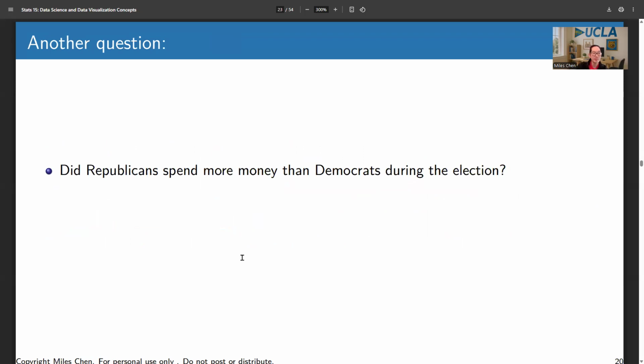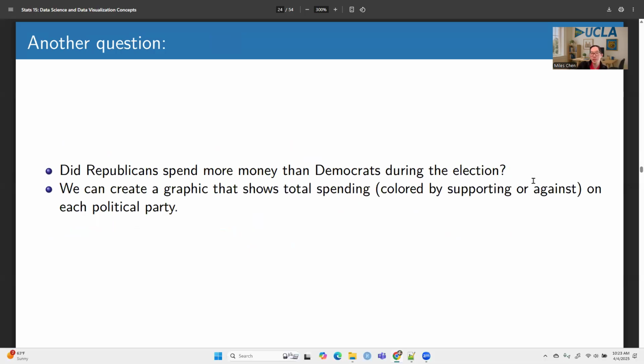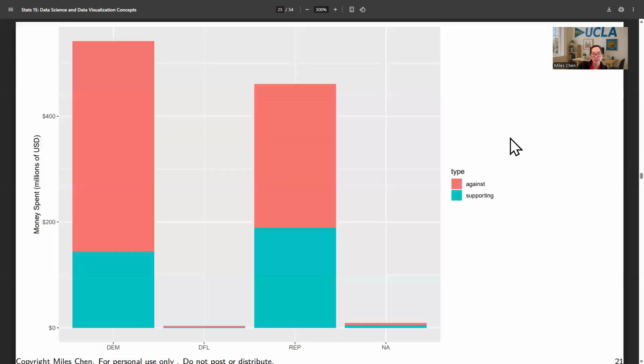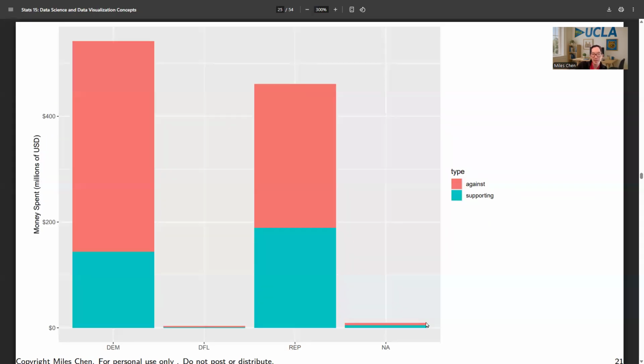Another question: did Republicans spend more money than Democrats during the election? That might be a question that we ask. And so we can create a graphic that shows total spending, colored by supporting or against, for each political party. Okay. And so here, there are different political parties. We've got the Democratic Party, the Republican. What was DFL? DFL is the Democratic Farmer Labor Party. And then some other thing.